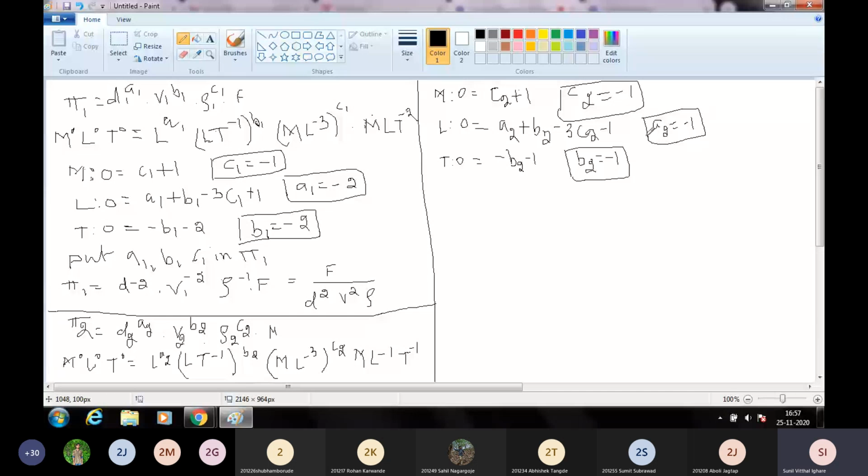Now the same thing which we have done earlier also. To get the value of pi 2, you just have to put the values of a2, b2, c2. So d raised to power minus 1, then v raised to power minus 1, then rho raised to power minus 1, into mu. If I simplify, it is mu divided by rho V d.